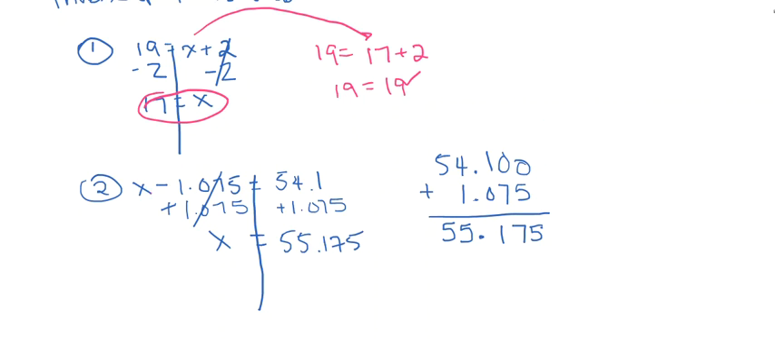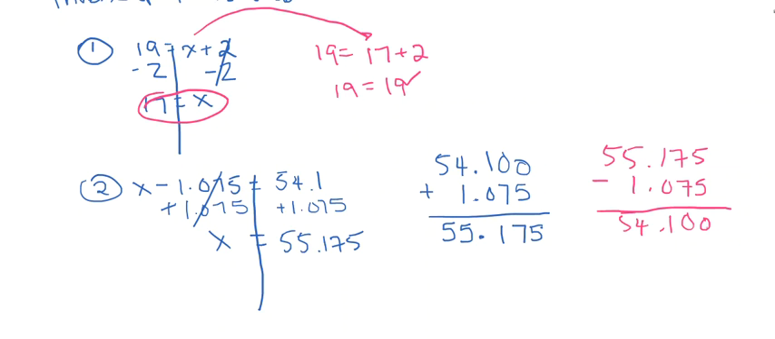And again, you can check your answer. 55.175 minus 1.075. Notice how I'm lining up the decimals again. 5 minus 5 is 0. 7 minus 7 is 0. 1 minus 0 is 1. And this is going to be 1. 5 minus 1 is 4. So you get 54.100, which is the same as 54.1 right there. So this is your answer for the second problem.